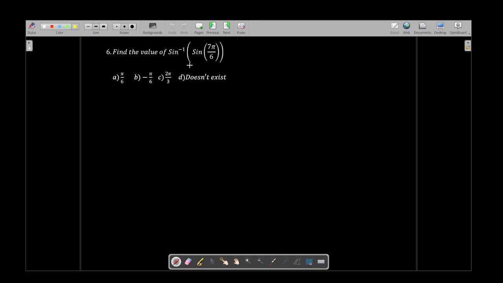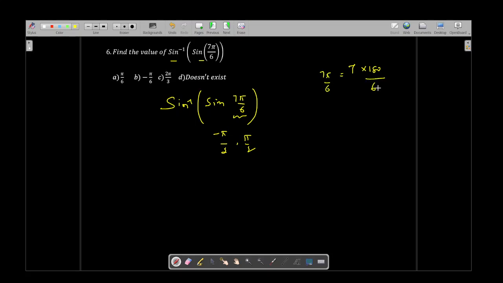Next, we have sine inverse of sine 7 pi by 6. So we need to bring this value between minus pi by 2 to pi by 2. So 7 pi by 6 is 7 into 180 by 6. So 6 into 6, 3 is, it is 210.